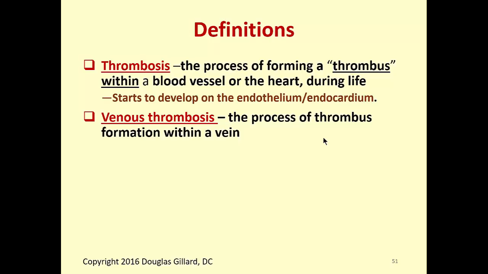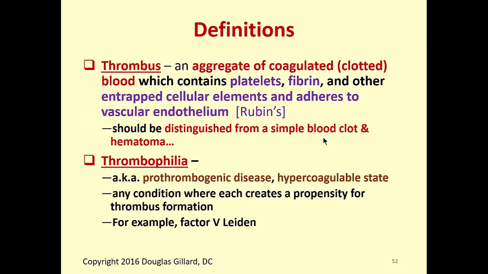Thrombosis is the process of forming a thrombus within a blood vessel. It can happen in the heart and during life. You have to be alive to have one of these. It's different after you die. You get a blood clot. It starts to develop on top in the luminal surface of the endothelium or endocardium. Venous thrombosis is the process of forming a thrombus within a vein. Pretty simple.